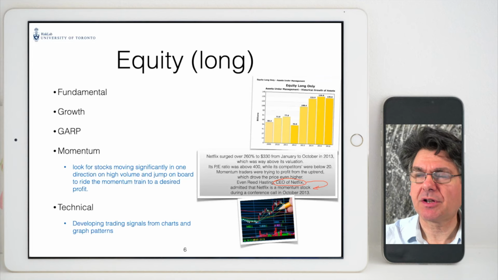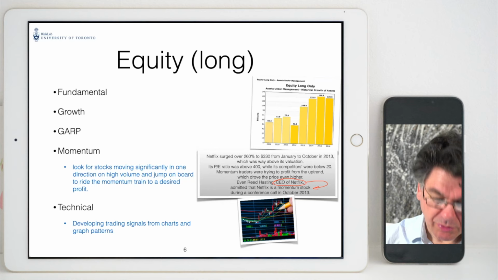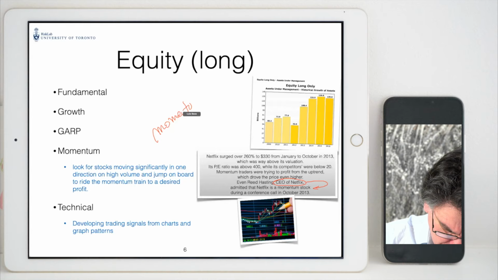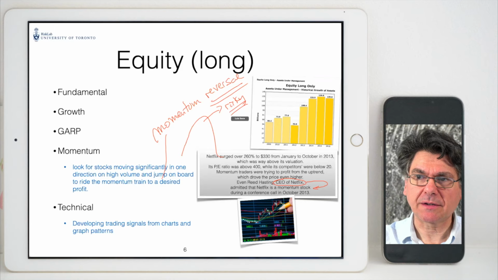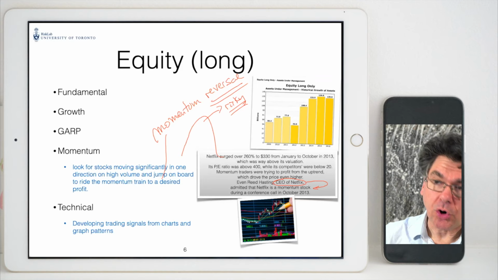The problem with momentum trades is that there's something called momentum reversal. That's when the trade turns. That's very risky. You tend to avoid that. This is something which is reserved for people who do this all day long, and they have to be very alert to these momentum reversals.